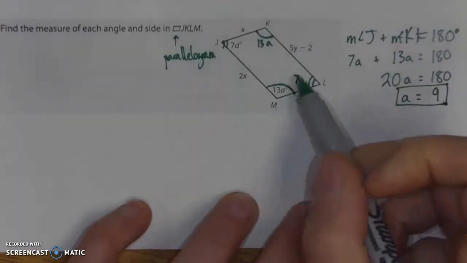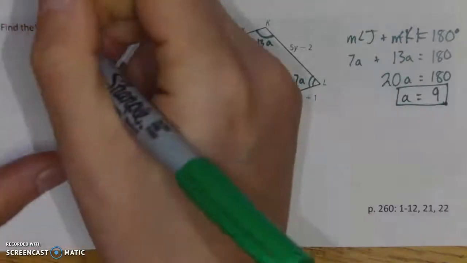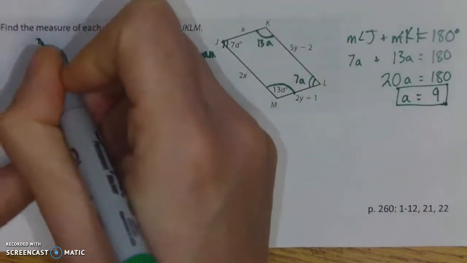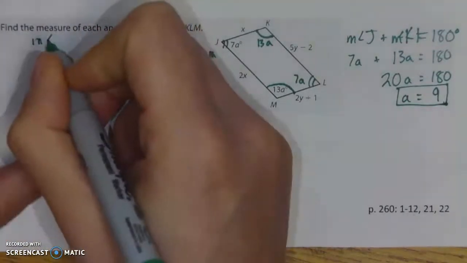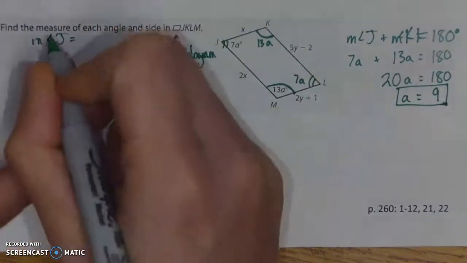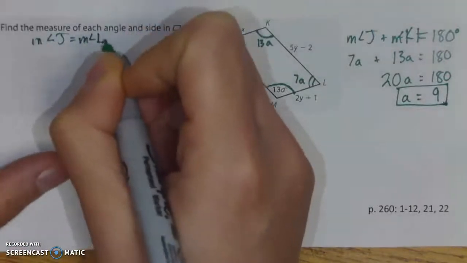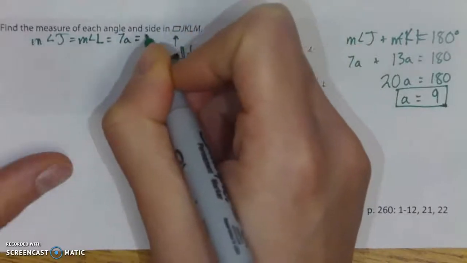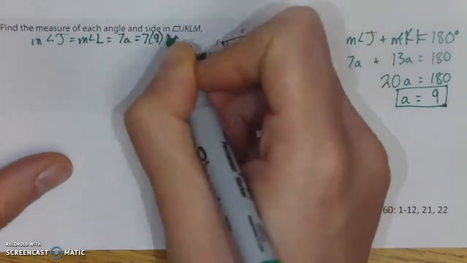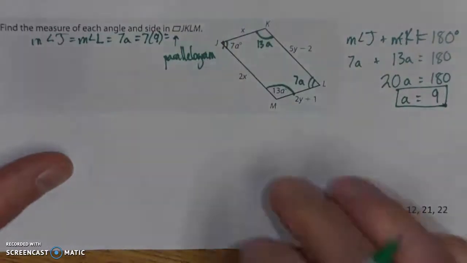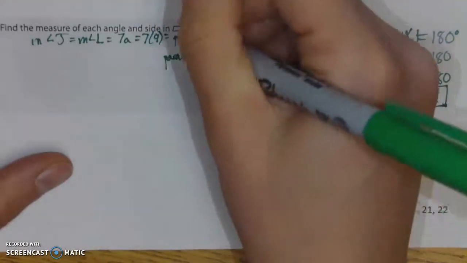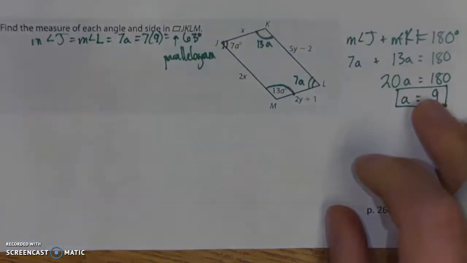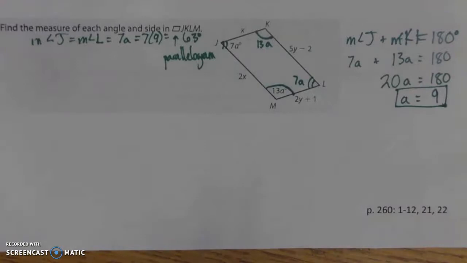Of course, that is not actually the angle measure because A is just part of the measure. So let's list them together. Measure of angle J equals the measure of angle L, which equals 7A, which is 7 times 9, and we know that 7 times 9 is 63. I'm running out of space. Don't forget the degree sign there. So I found my first set of angles.